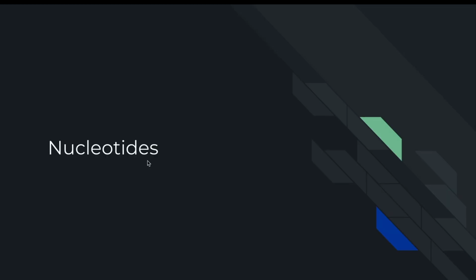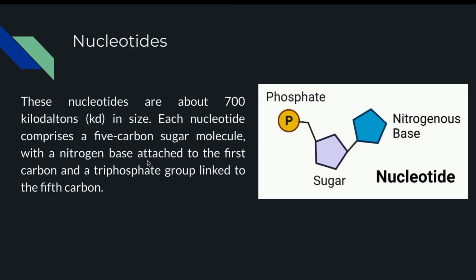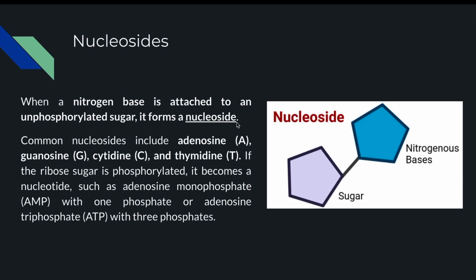Next slide. So what are nucleotides? Nucleotides are about 700 kilodaltons in size. Each nucleotide comprises a 5-carbon sugar molecule with a nitrogen base attached to the first carbon and a triphosphate group linked to the 5th carbon. So what are nucleosides? When a nitrogen base is attached to an unphosphorylated sugar, it forms a nucleoside. Common nucleosides include adenosine, guanosine, cytidine, and thymidine. If the ribose sugar is phosphorylated, it becomes a nucleotide.